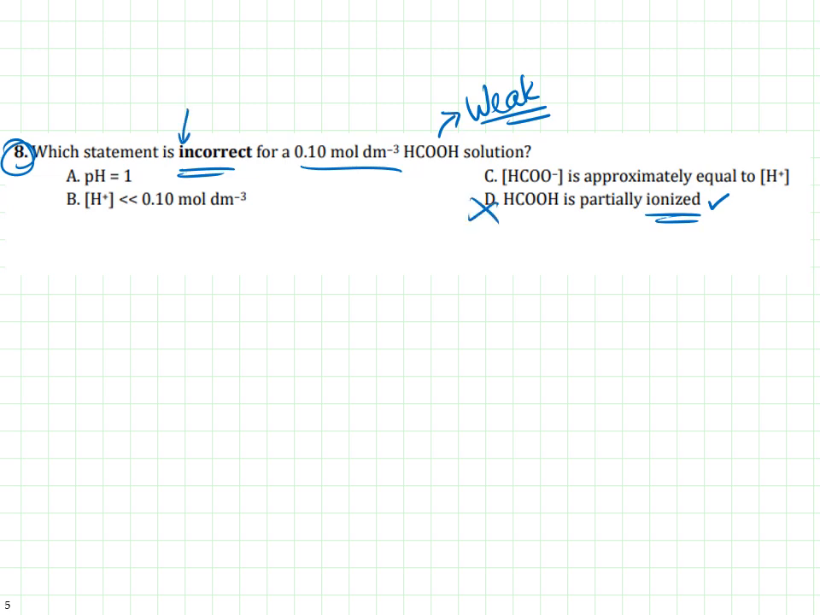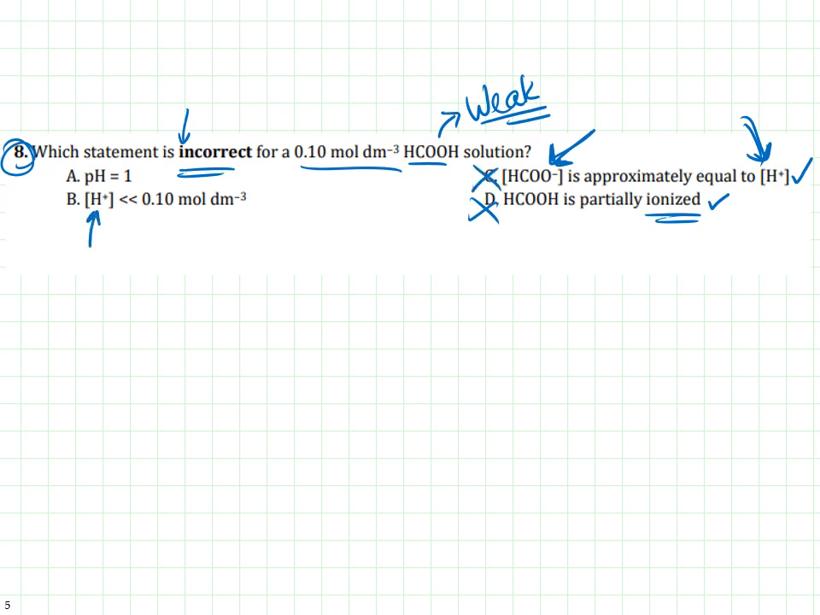Good. So when methanoic acid does dissociate, it's going to dissociate into this guy, and this guy will have the HCOO minus ion and the H plus ion. These guys will be equal to each other. They'll be very, very small concentrations, but they will be equal to each other. So this one is a correct statement, which means that it's not our answer.